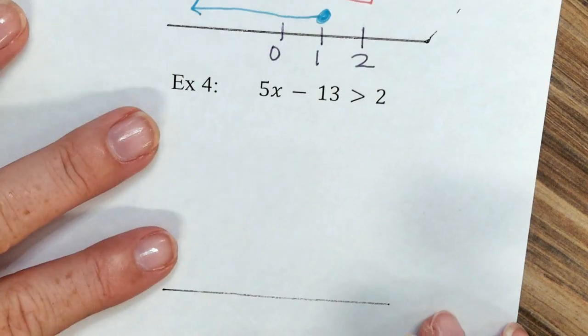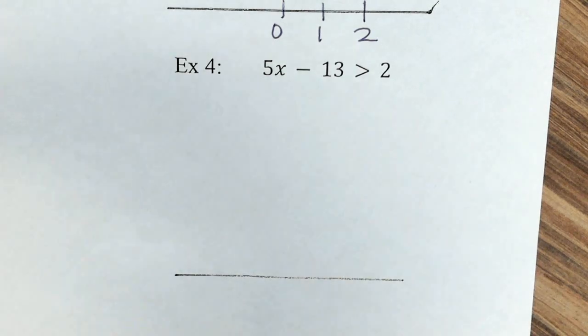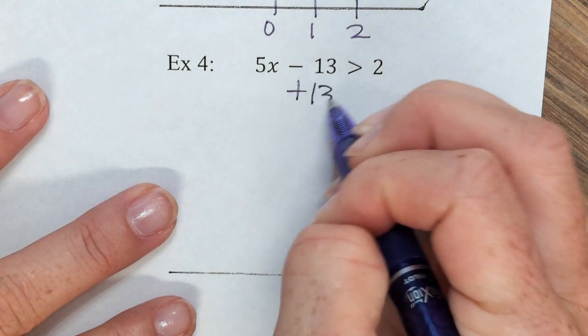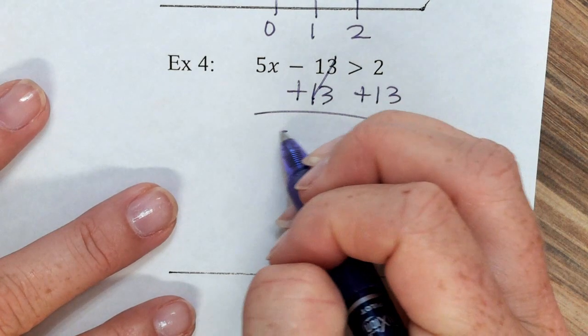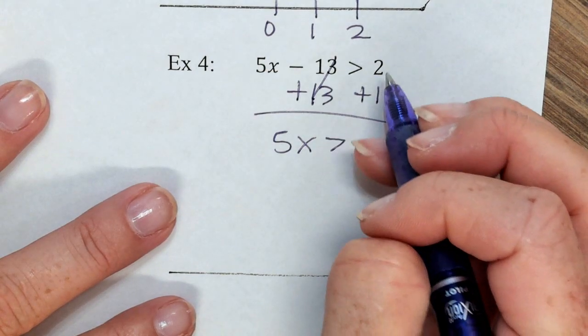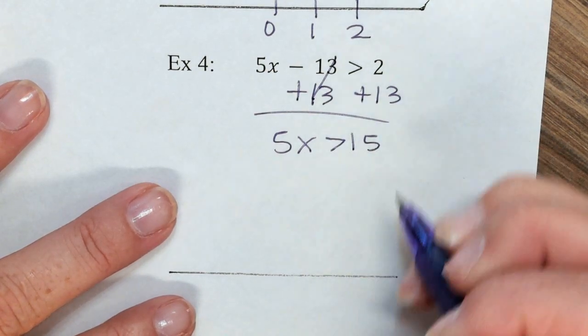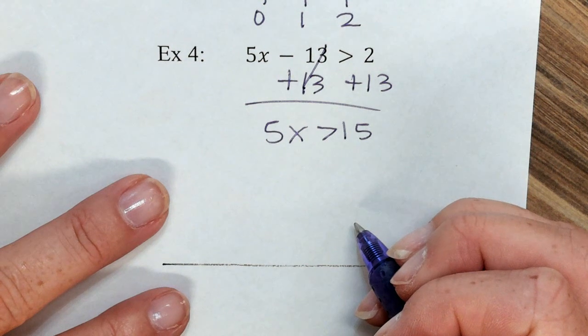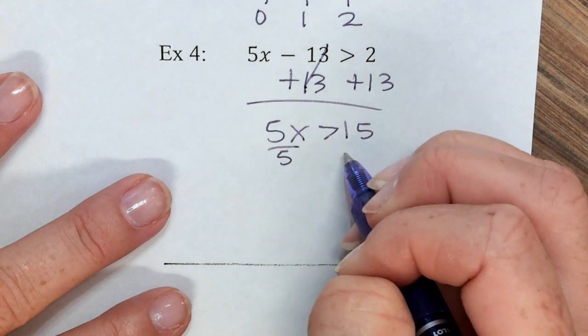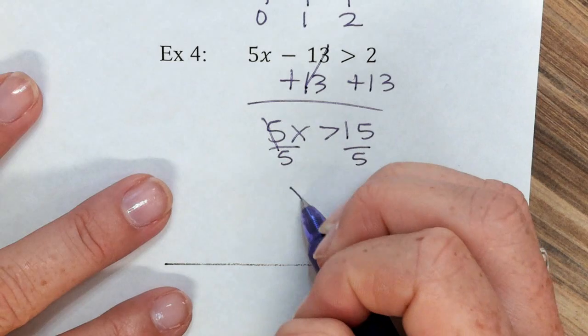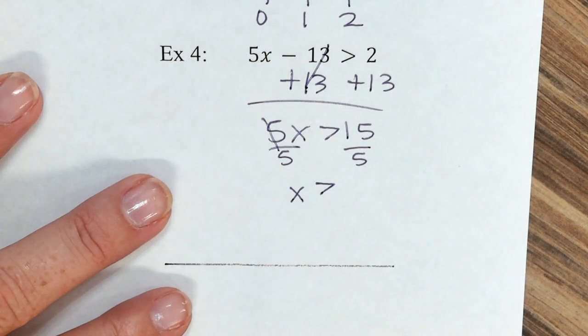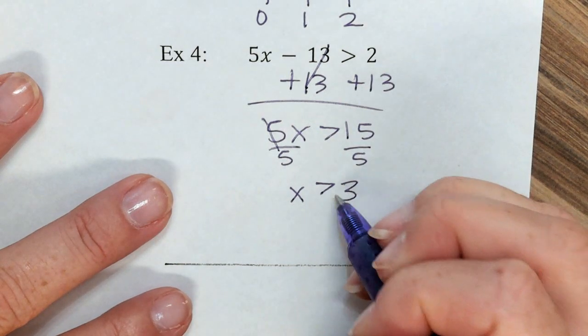All right, over here, is the variable on the left? Yes. Is the coefficient negative? No. So will my sign flip? No. All right, how do I get rid of the minus 13? Plus 13. So I have 5x is greater than 2 plus 13, which is 15. How do I get rid of the 5? Divide by 5, and 15 divided by 5 is 3. So x is greater than 3.